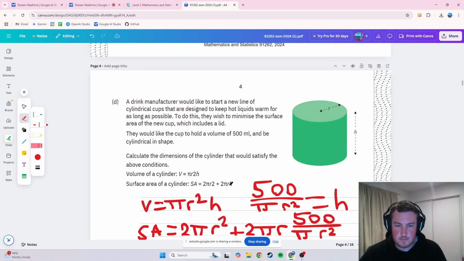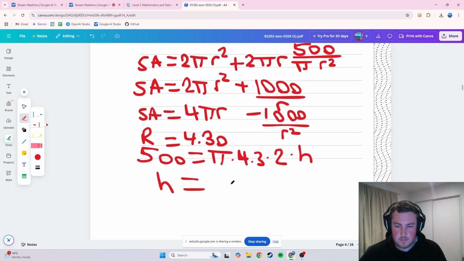Okay, you have 500 equals pi times 4.30 squared times h. First, calculate 4.30 squared, which is approximately 18.49. Then, multiply by pi, which is roughly 58.08. Now you have 500 equals 58.08h. So divide 500 by 58.08 to find h. That gives you an h value of approximately 8.61. So the dimensions of the cylinder that would satisfy the given conditions, while minimizing the surface area, are approximately a radius of 4.30 and a height of 8.61.